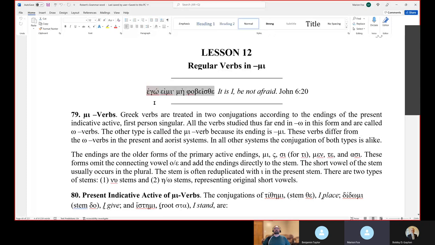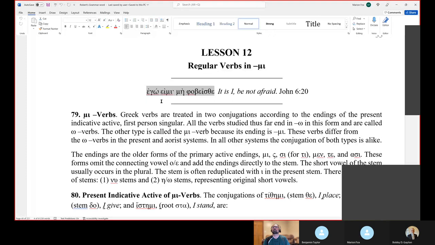This is ego eimi, me phobeisthe. And so this is ego, and our English word ego comes from it. I think we've already had this in our vocabulary, but it's the pronoun I. And eimi is a being verb. It's eimi, I am. And the being verbs are fully conjugated for us.